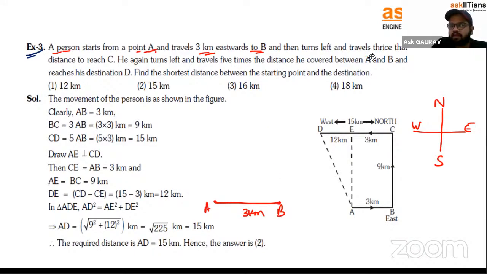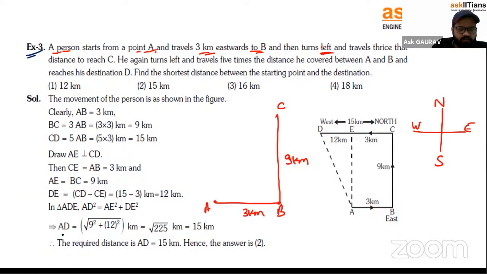And then he turns left. When you reach point B, assume you are standing at point B. Now you have to turn left. So you will go up or down. You have to go left. So the left will be the upward direction and he travels thrice the distance to reach C. Thrice the distance means this is your 3 distance, so thrice of it will be 9 kilometers. 3 times. You will reach point C.